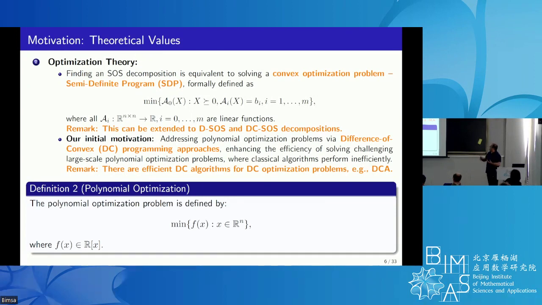The second is, of course, our initial motivation. That is, once you have any polynomial optimization problem, can we find some more efficient method to solve this kind of problem? You have a lot of applications like that, and the classical methods perform very inefficiently. And the answer is that we can, if we can write it as sum square, different sum square, or different convex sum square, we can employ a difference of convex programming technique that is very efficient in large-scale optimization problems. And so we can make connection of them to get a better numerical performance.